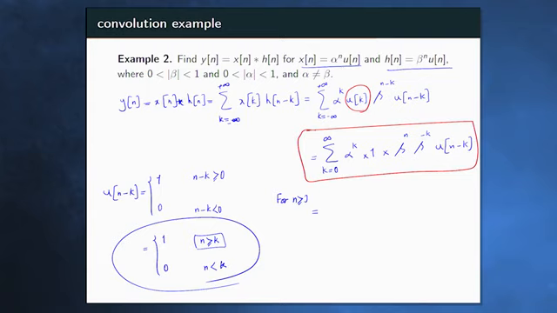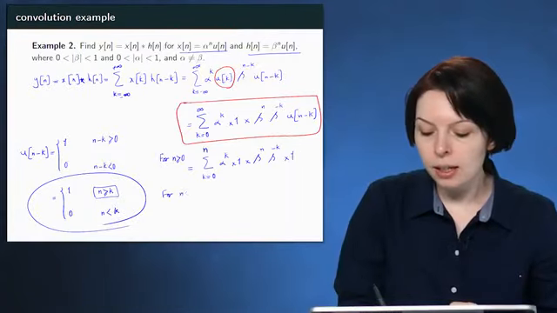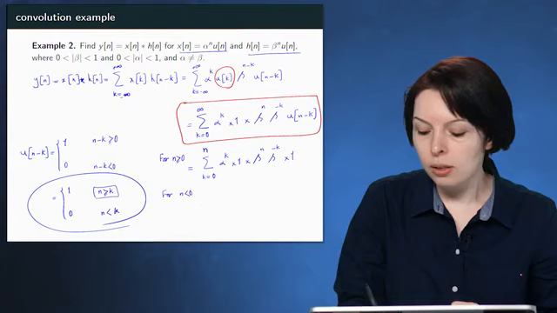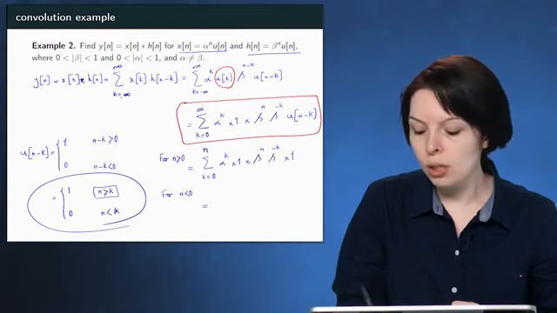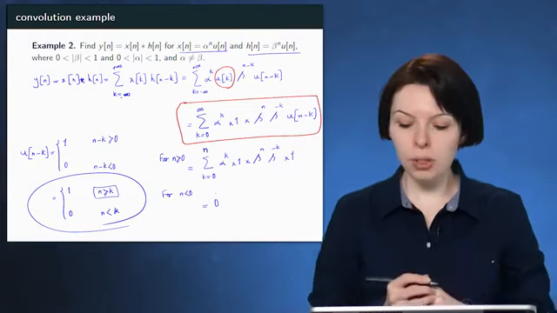So I'm going to put a note in here. For n greater than or equal to 0, I can write this as the sum from k equals 0 to n of alpha to the power of k multiplied by 1 multiplied by beta to the power of n multiplied by beta to the power of negative k multiplied by 1. Right. For n less than 0, this summation is equal to 0 because u of n minus k is 0. So you're multiplying everything by 0.